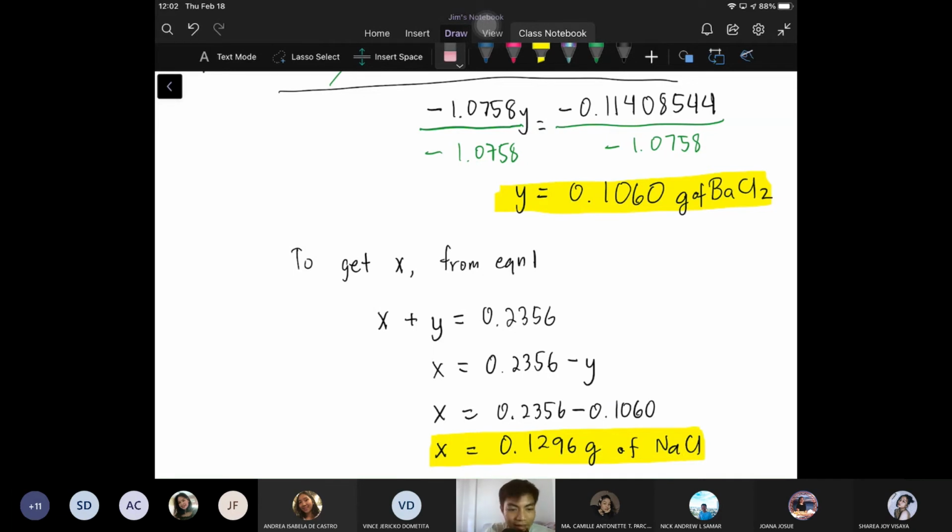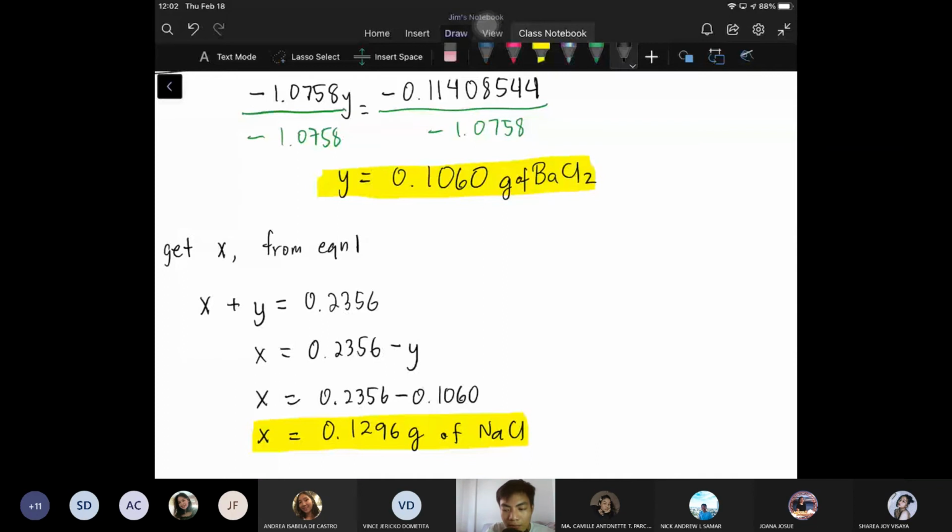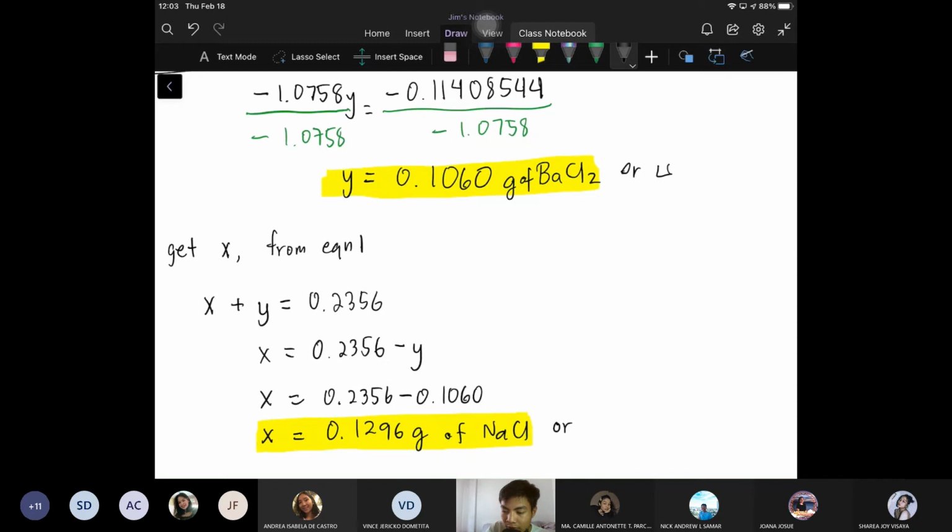Hindi pa. Bakit? Ang question kasi dito is yung percent weight ng salt, di ba? So, madali na lang yan. So, to get the percent weight of your salt, you just divide its mass by the sample mass. Okay? So, it will be this divided by this na lang, times 100. Para makuha mo yung percent weight ng salts mo. So, for barium chloride, that will be 1060 divided by 2356 times 100. So, barium chloride is 44.99% of your sample.